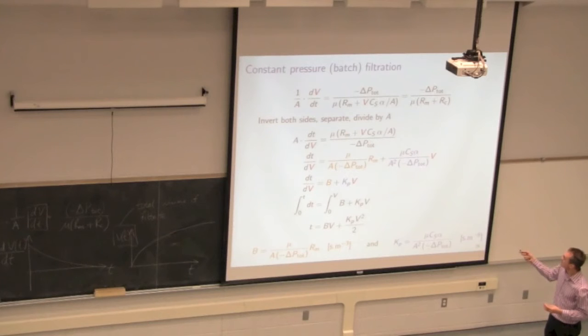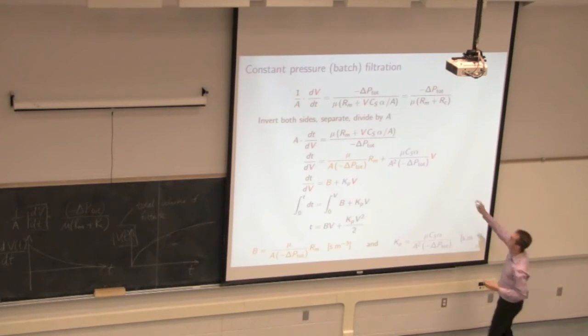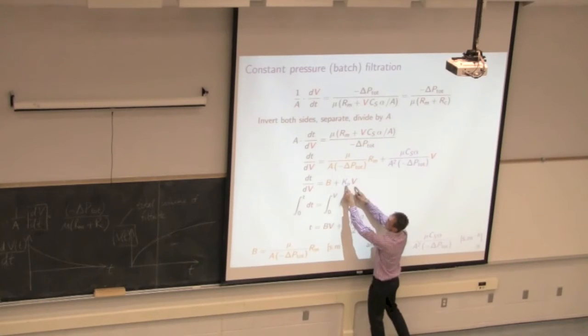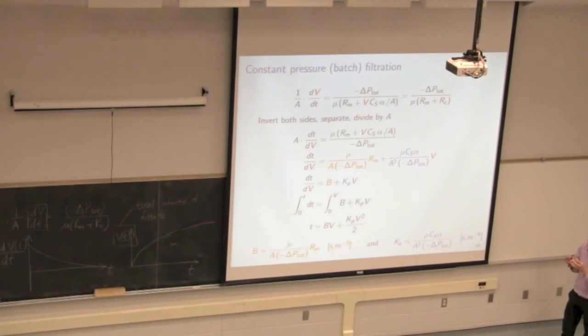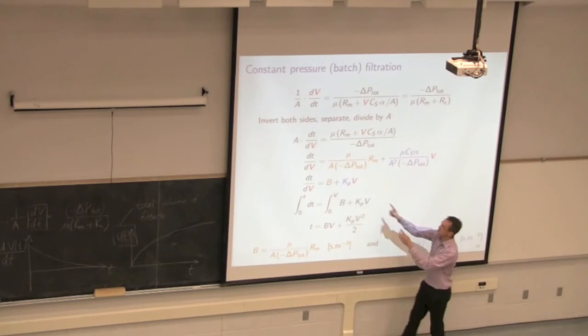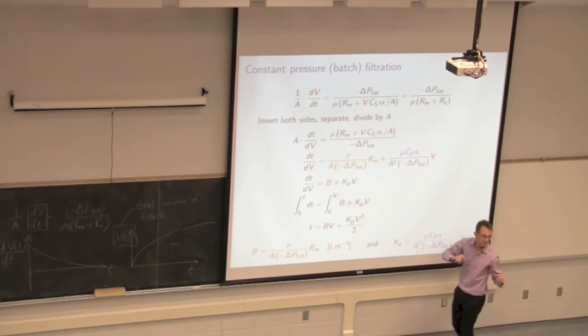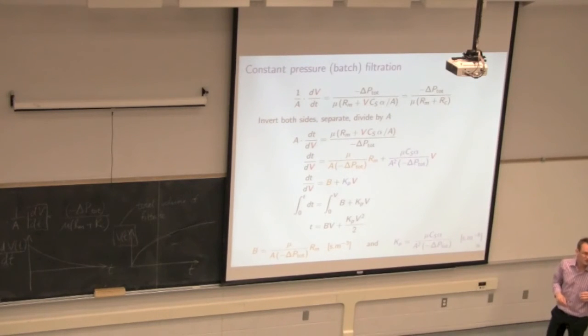Yep. Everything is constant in there, including alpha. The only thing that's changing is V. So Kp times V, that product, the Kp part is constant, V is changing with time. Alpha is the specific cake resistance.